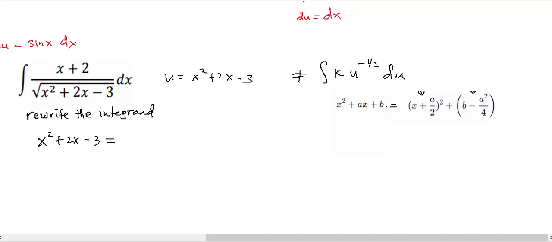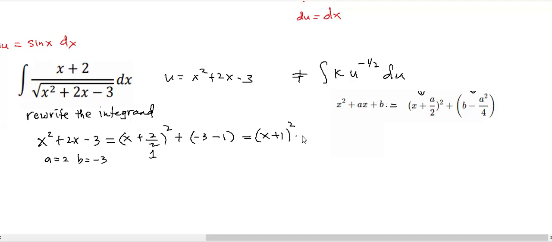So ang A natin dito, include the sign ha, kasi puro plus yan. Yung A natin dito ay 2, ang B natin ay negative 3. So this is x plus, ano yung A? That is 2 over 2 quantity square plus B, so that's negative 3 minus the square of this. So ito ay 1 lang. Tingnan nyo, ito ay square nito. So you square this, so minus 1. So this is now equal to x plus 1 square and then minus 4.